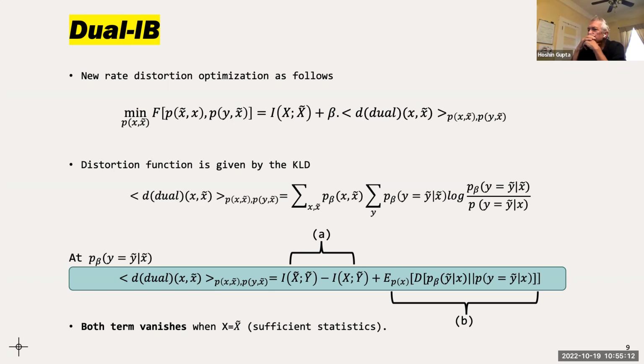Okay, thank you. That helped. So we want A to go to 0, and we want B to go to 0 too.